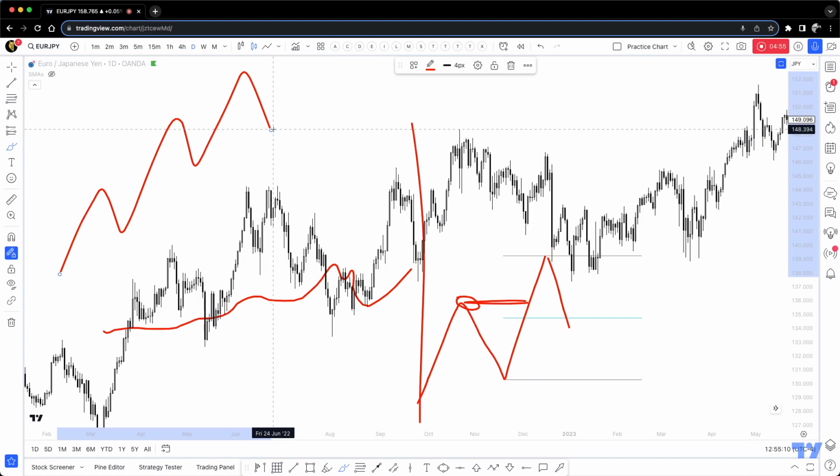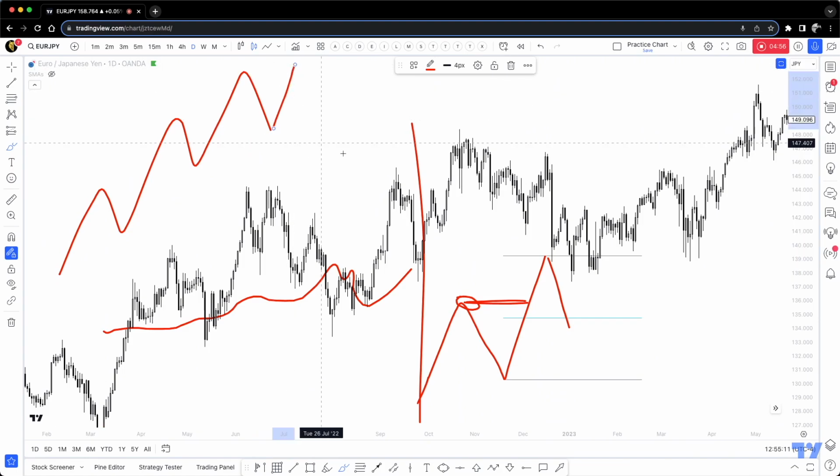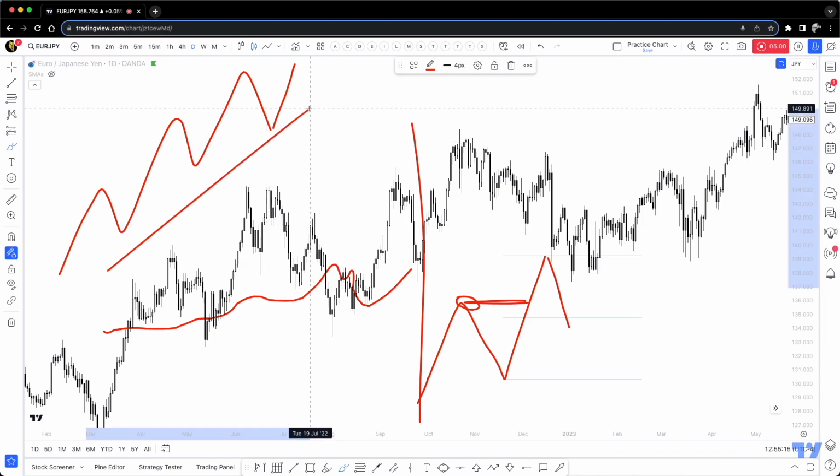Impulse, correction, and so on. Of course, sometimes it's going to be ranging, right? But if we are trending, it's going to be doing a pullback eventually at some point. Okay, it's sort of predictable.